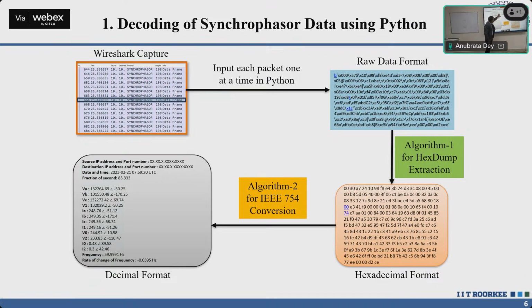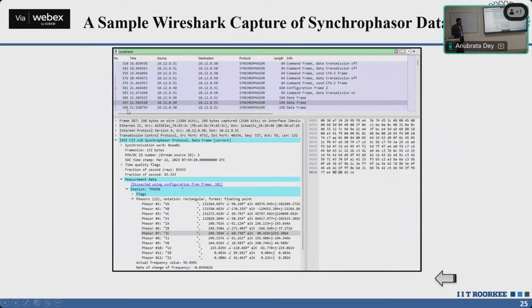Let's say I have captured the data in Wireshark. Let's say this frame, the 198th frame. If you look at this data in Wireshark, it looks like this. Again the same: your phasor values VA, VB, VC, V1, IA, IB, IC, I1, V0, V2, I0, I2, like that, frequency, rate of change of frequency. It looks like this, this data which is encrypted.